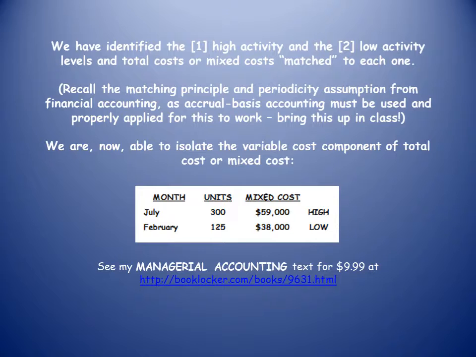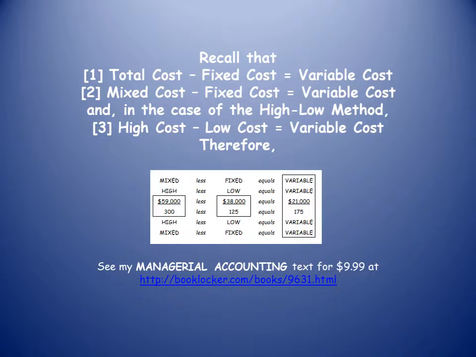So we're now able to isolate the variable cost component of total cost or mixed costs, and here's how I'm going to do it. I'm going to recall that total costs less fixed costs equals the variable cost. If you prefer, mixed cost less the fixed cost equals the variable cost. And in the case of the high-low method, I'm going to take the high cost and subtract the low cost and I'm going to arrive at the variable cost. Now under the high-low method, the low cost is usually the fixed cost component.